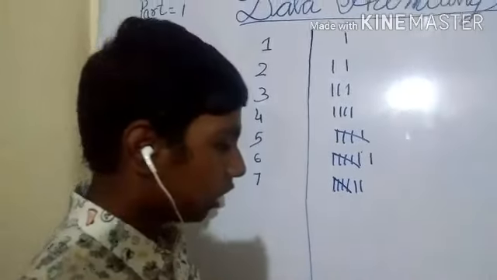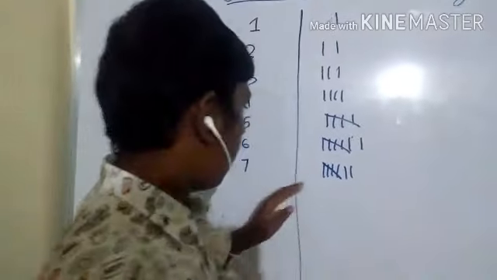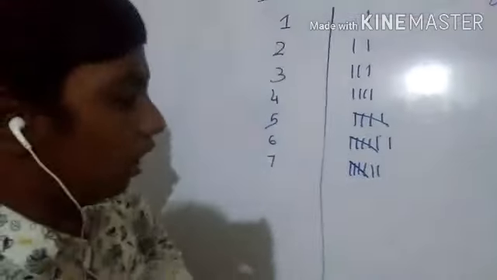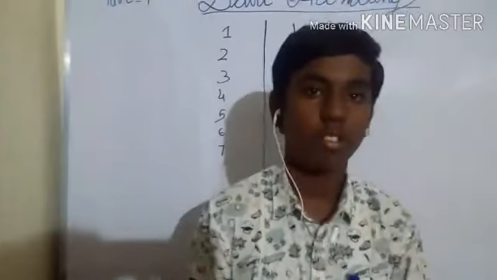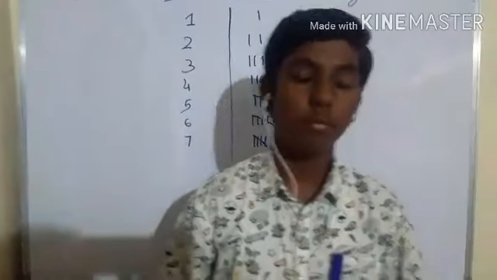These are all called tallies. And I will write just 7 here. These are all called tallies, and this is called a tally. Okay. And now we will go to the tally table.